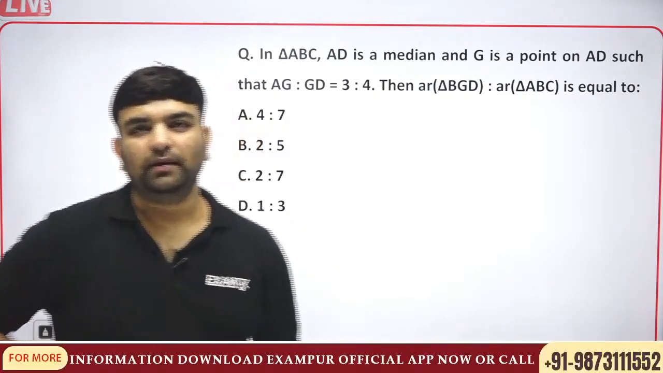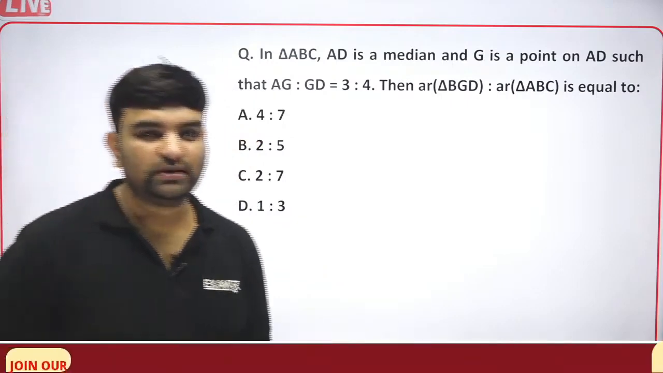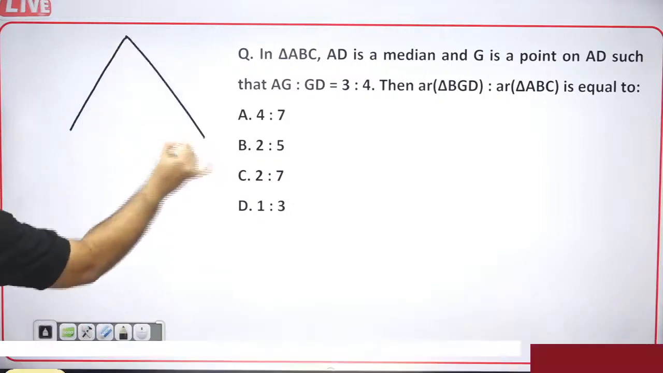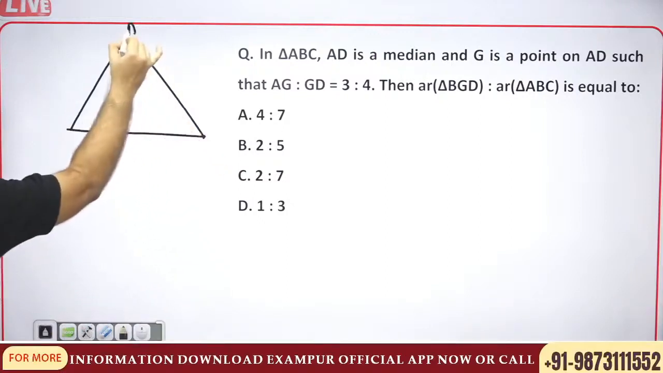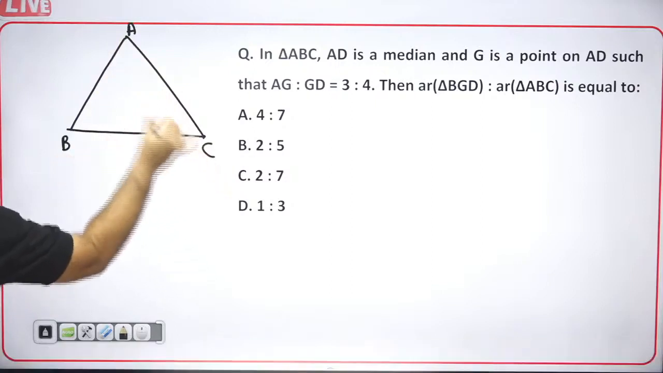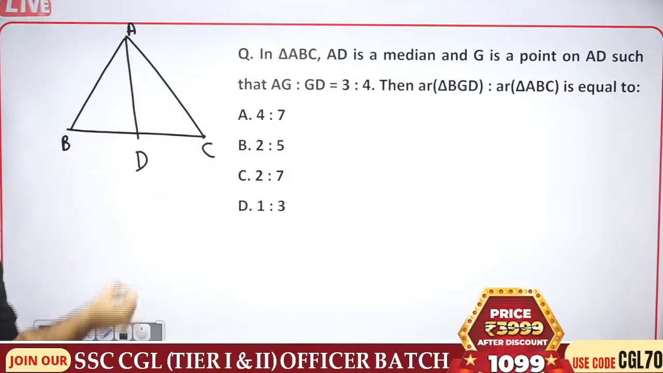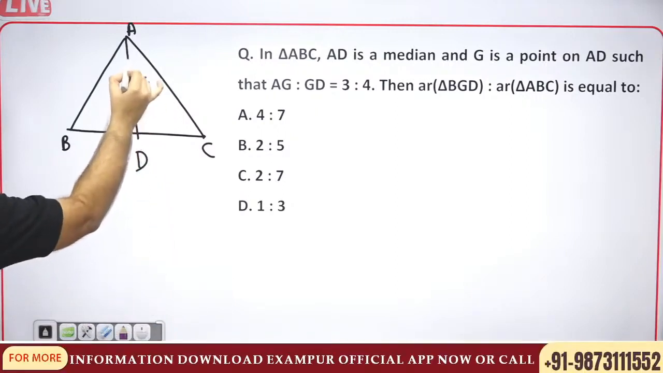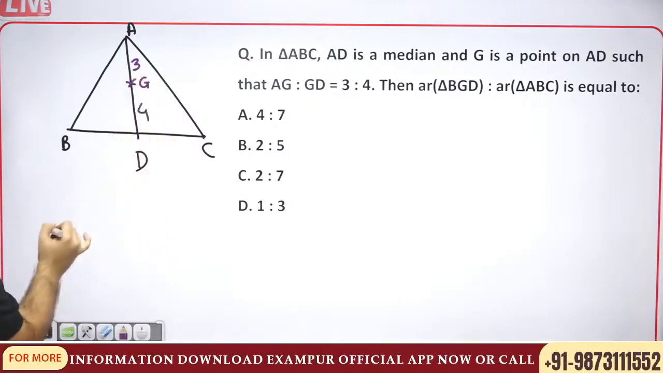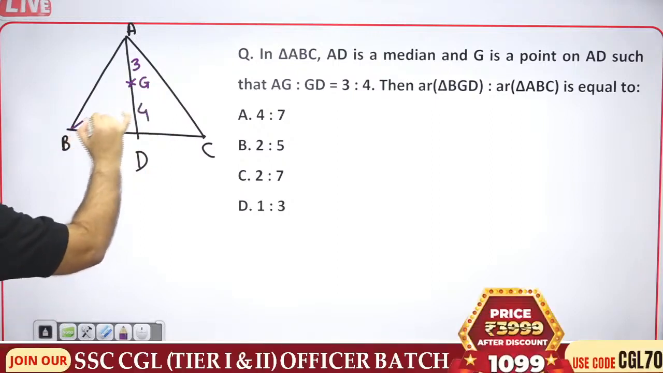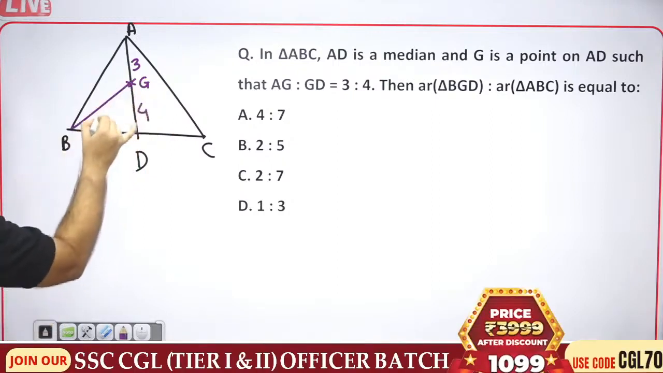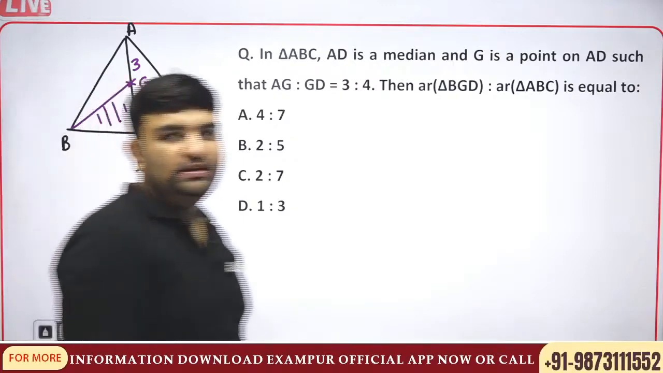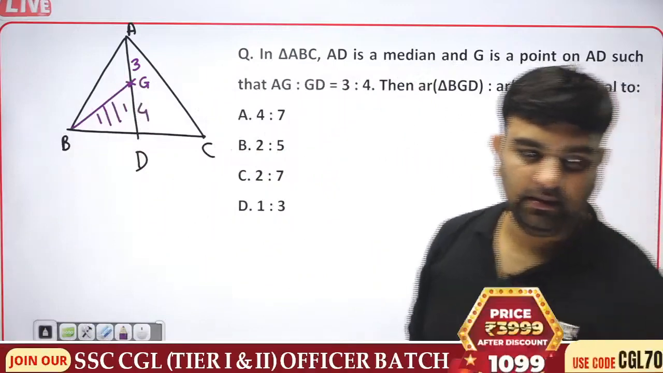G is not the median. G is not the centroid. G is any point. However, AD is the median. So AG and GD are in the ratio 3:4. What is the area of BGD to ABC?